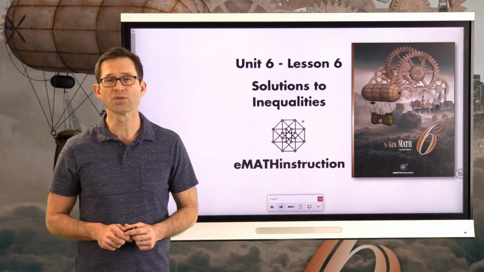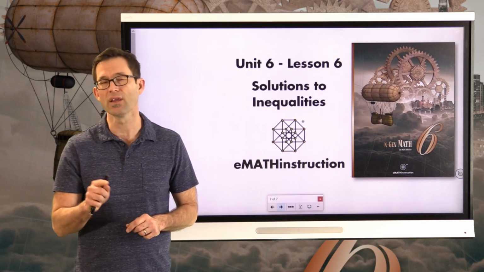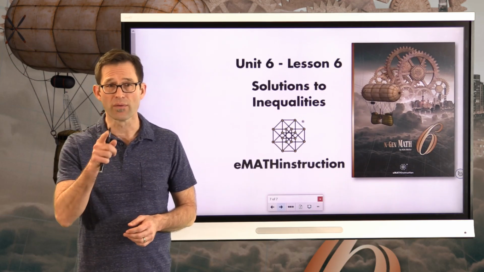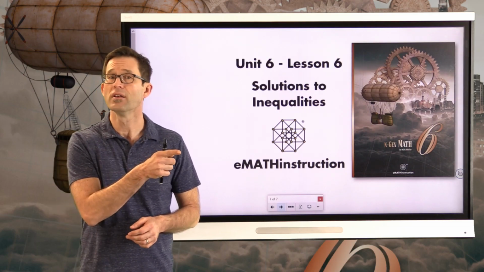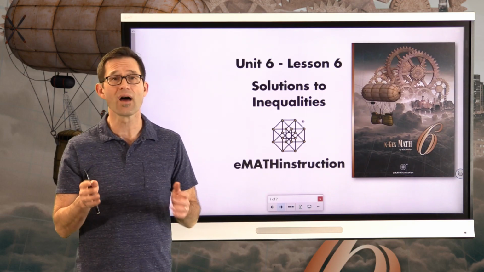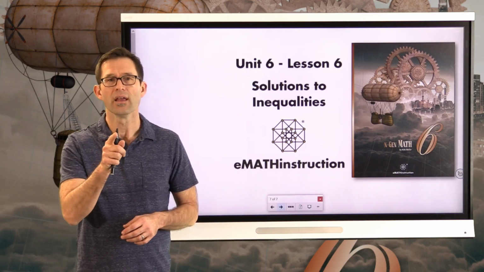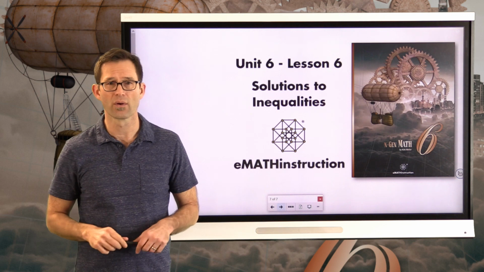Plotting all the solutions to an inequality can be tricky, especially when the inequality doesn't have the equal sign tacked on. When it does have the equal sign tacked on, we fill in the dot and then we shade either to the left or to the right, depending on whether it's a greater than or a less than. And if the equality is not included, we put a nice open circle above the number, and again, either shade to the right or shade to the left, depending on whether it's greater than or less than.